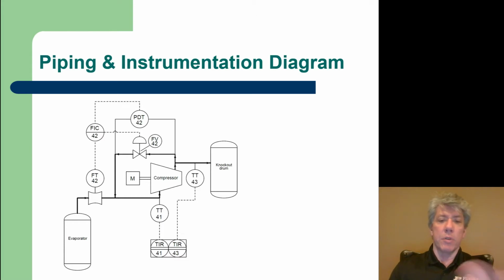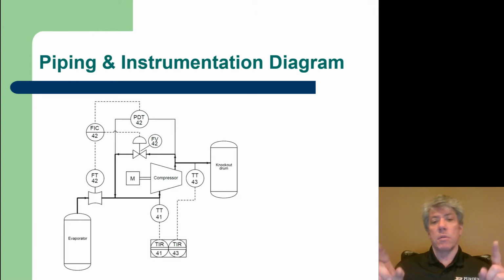TT41 will be a temperature transmitter that transmits information about the incoming stream temperature going into the compressor. TT43 indicates the outgoing temperature from the compressor. This is important because that difference in temperature indicates how much energy the compressor is putting into the flow stream. Most likely the steam going through here would be an ideal gas in most of this process, and so knowing the difference in temperature between the inlet and exit would give you an idea of how much work the compressor is performing.